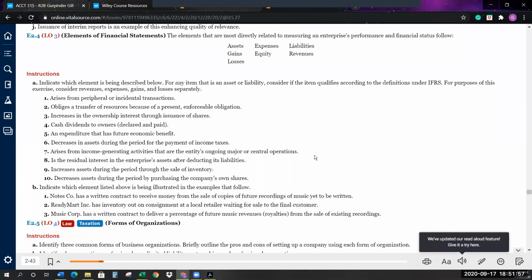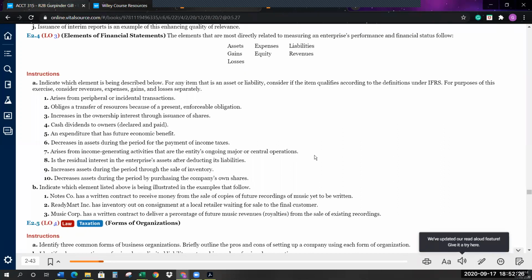So number 10, guys, decreases assets during the period by purchasing the company's own shares. When you buy something, again, accounting is so logical, just try to find the logic behind it and your life will be so much easier. So when you're decreasing the asset and they're telling you that we are buying something, whenever you buy something, most likely 90% of the time it is by cash. So the credit is to cash. That's what the decrease in your asset is.